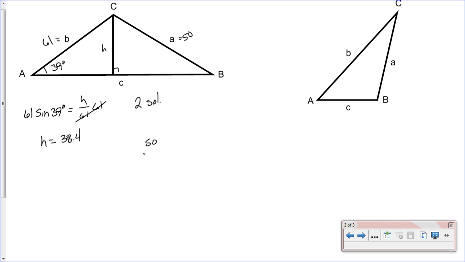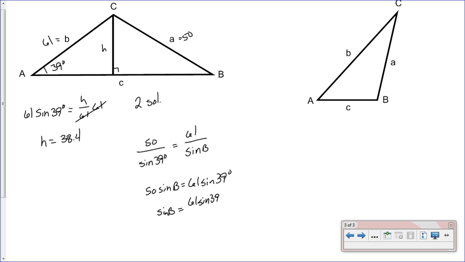50 over the sine of 39 degrees equals 61 over the sine of B. Since our variable's in the bottom, we're going to cross multiply. So 50 times the sine of B equals 61 times the sine of 39 degrees. Divide both sides by 50. So the sine of B equals 61 times the sine of 39 degrees divided by 50.